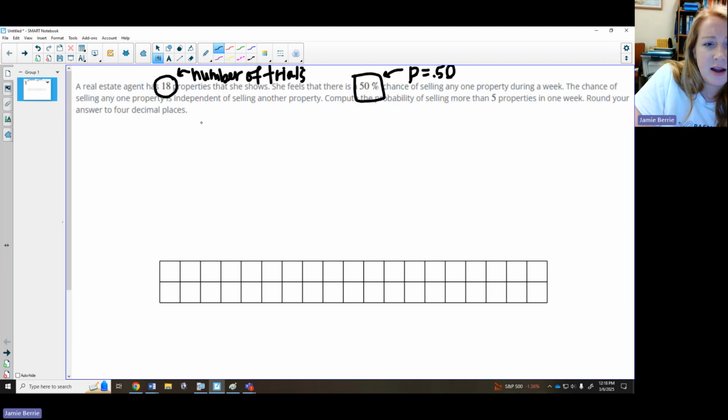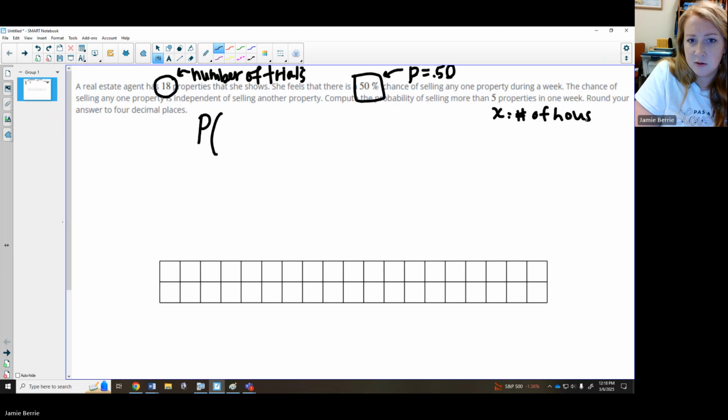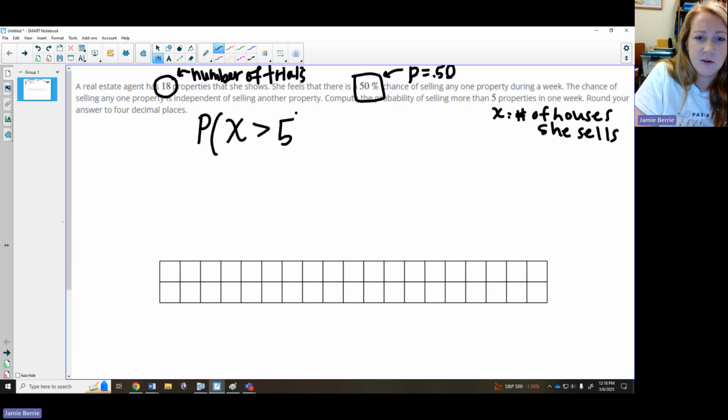And I'm supposed to find the probability, and we'll just use X here to be the number of houses she sells. So let's see if I can throw that in here somewhere. X is going to be the number of houses she sells. Okay, so we're looking for the probability that she sells more than 5. So that would be X is greater than 5.